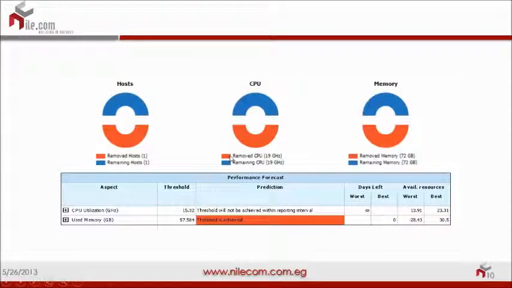In fact, we have the donut chart where we have the number of hosts and the remaining host as well, number of CPUs and the number of memory and the remaining memory that will be removed. And as you can see, we have no problem with the CPU utilization because the threshold will not be achieved within the reporting interval, but for the used memory, the threshold is achieved currently because it has exceeded the percentage that we have specified in the threshold. Now this is a sample of the host failure model.